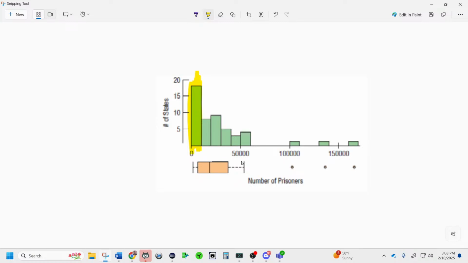That's where a lot of the what is. The tallest bars, a lot of the data. Now notice down here, 25% of the data.